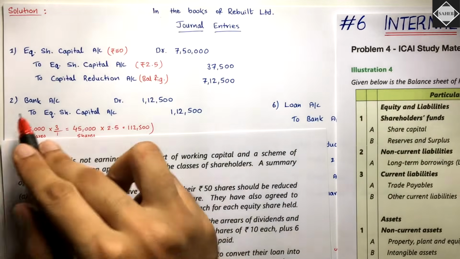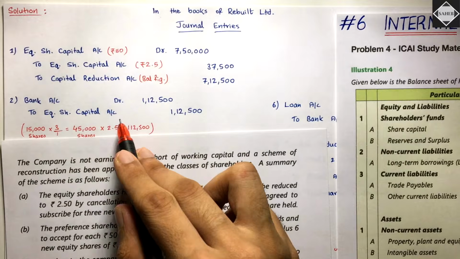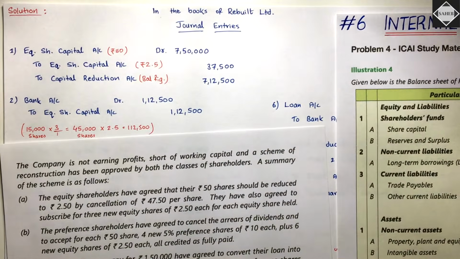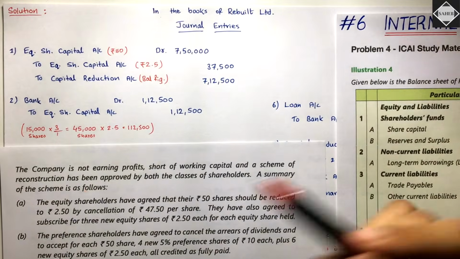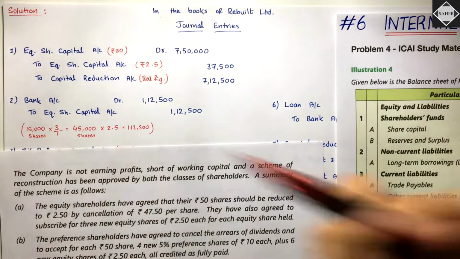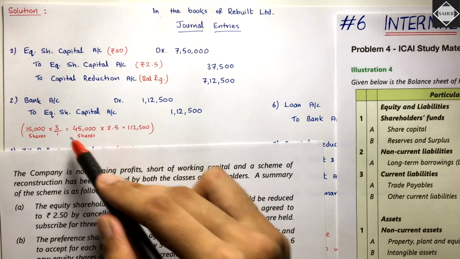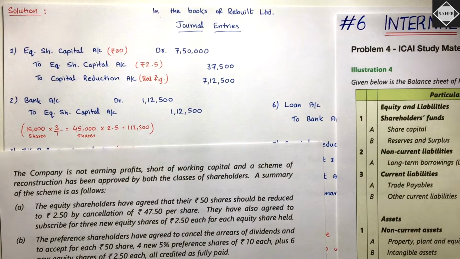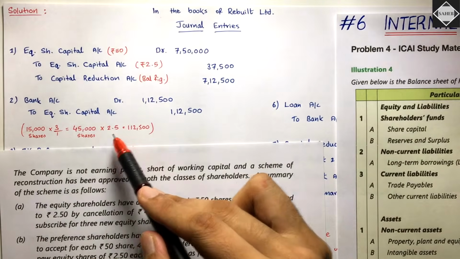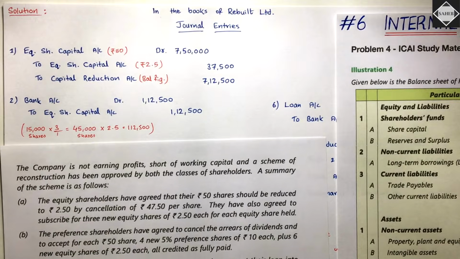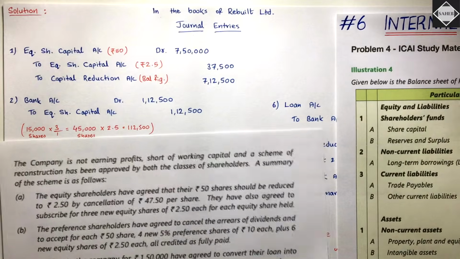It's really simple. Bank account debit to equity share capital. Just a fresh issue entry. 1,12,500, 1,12,500. And I just explained the calculation also. Existing equity shares, which you will get from the balance sheet, into 3 by 1, the rights ratio, that's equal to 45,000 new shares into the price 2.5, that's equal to 1,12,500. Simple. Okay, fine. Moving on then to the second adjustment.